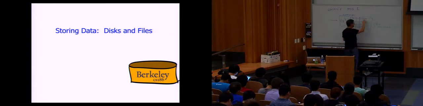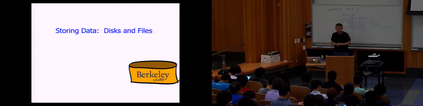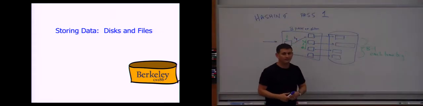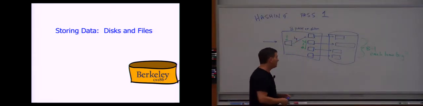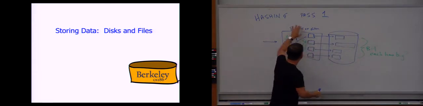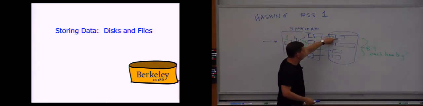There's no way that two things that match could be in two different partitions, right? So each partition can now be handled independent of the others. That's why it's a divide piece. And now, in pass 2, we're going to conquer these independently. Good? So in pass 2, here's the thing, is we have B minus 1 of these partitions. We have B pages of RAM. We're going to deal with these one at a time.